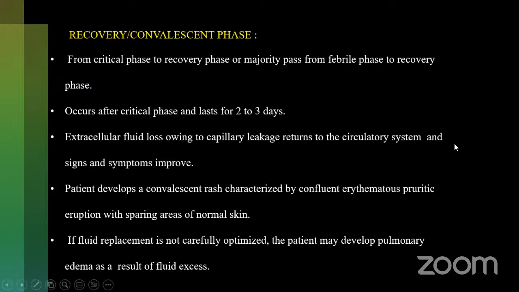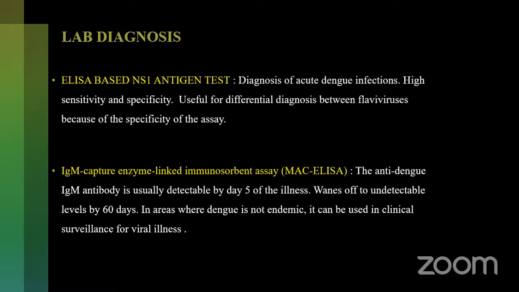All the extracellular fluid loss that happened because of the capillary leakage now tends to return back to the system, and symptoms and the signs that we observed tend to improve. Now, in this phase, patients can develop a convalescent rash, which is characterized by erythematous pruritic eruptions. And we should be careful while fluid replacement, as it needs to be optimized because they tend to develop pulmonary edema as a result of fluid excess.